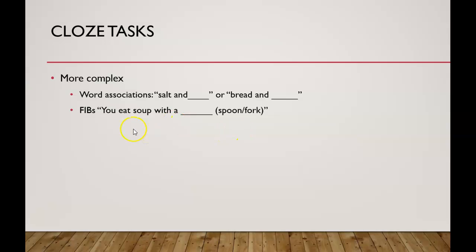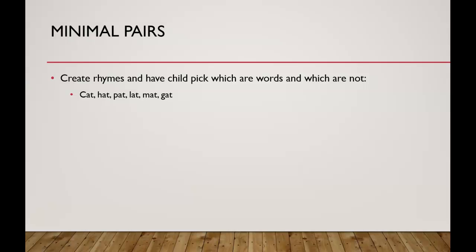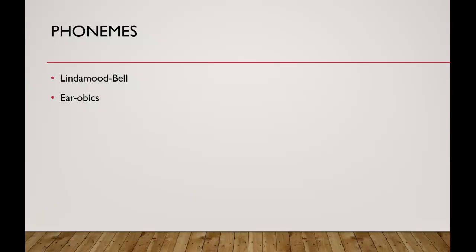Fill in the blanks. You eat soup with... you can have a picture of a spoon, a fork, and a knife and have them pick it out, or older kids can just come up with the word. And then minimal pairs, and you can create rhymes, have kids pick out words that rhyme that are words and aren't words. So those are all strategies for kids who have tolerance or decoding deficits.